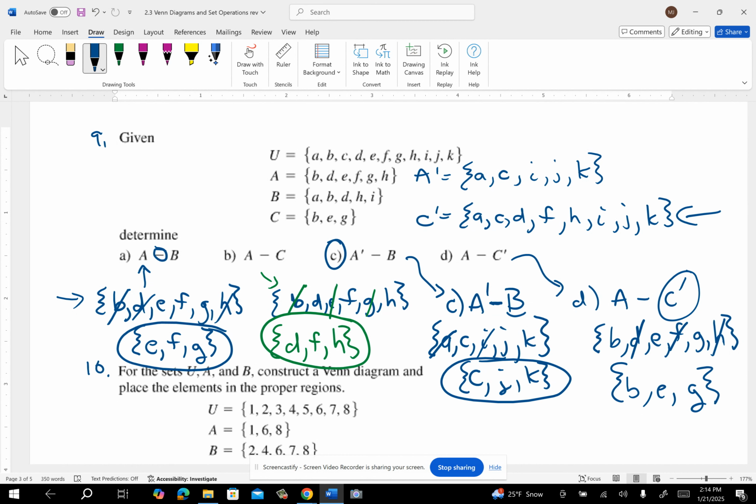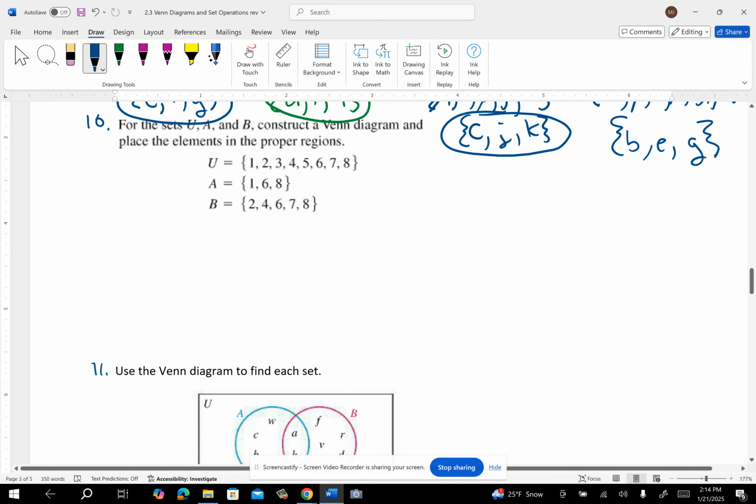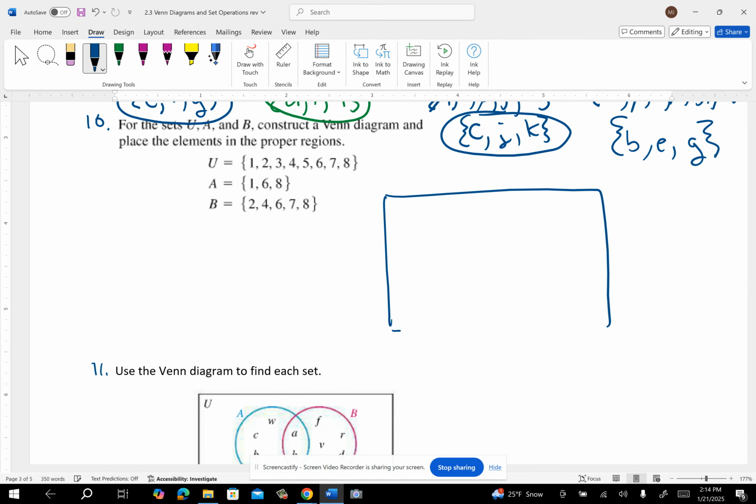Okay. All right, now I don't think we finished 10. So I'm going to go ahead and do that one. When you're doing this question, there's two sets involved. The universal set is all the elements under consideration, but then there's a set A and a set B. So let me label those circles.